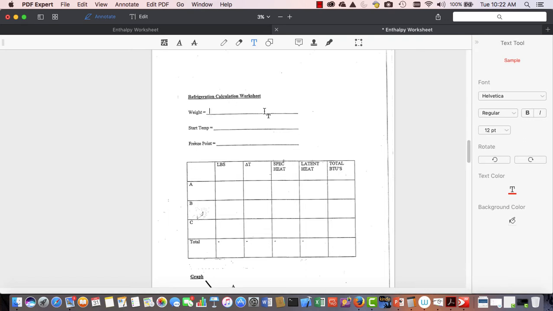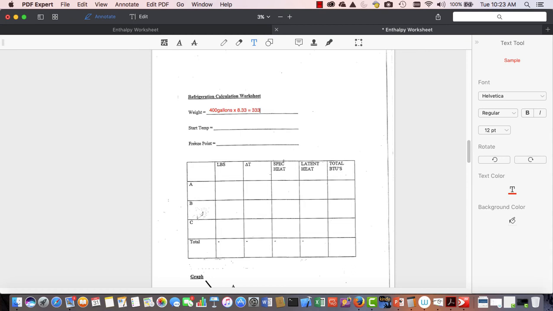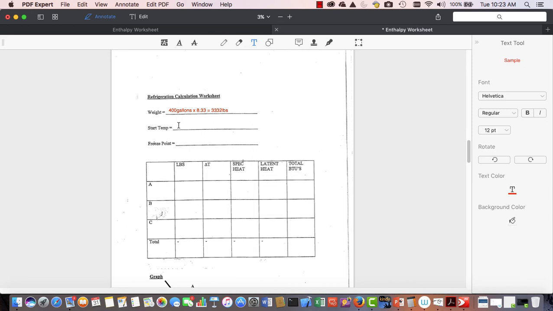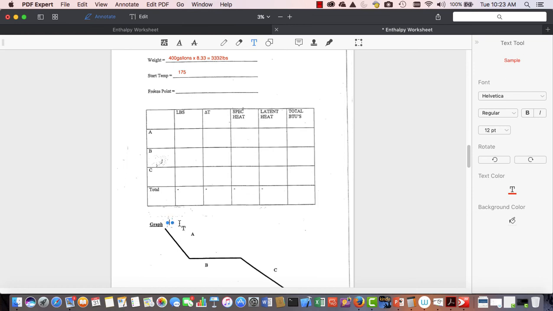So let's do one of these real quick with water. We have 400 gallons times 8.33 equals, and we'll pull out the calculator because it just makes more sense, 3332. So 3,332 pounds. We take a look at the worksheet again. Start temperature is 175 degrees, and we need to go down to 10 degrees below zero.